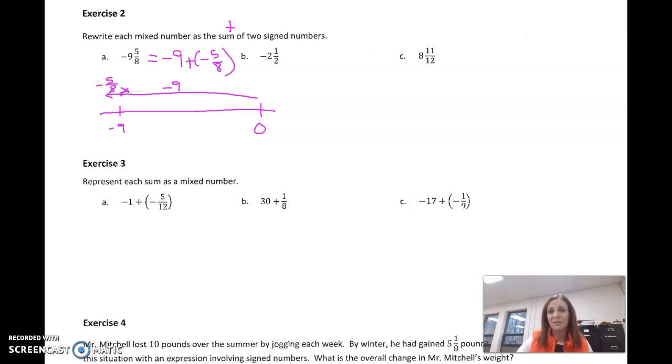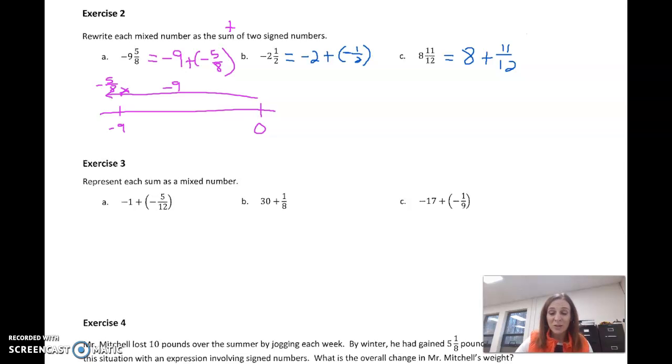Both of them have to be negative. Honestly, that's all this means. Negative 2.5 means it's negative 2 plus a negative 1/2. Two signed numbers. 8 and 11/12. That's 8 plus 11/12. Both are positive because this is positive.